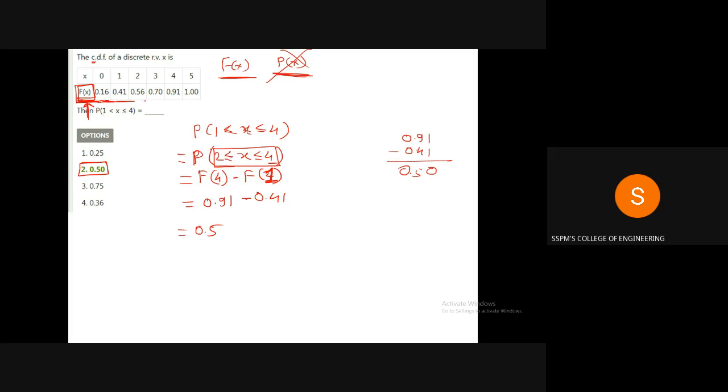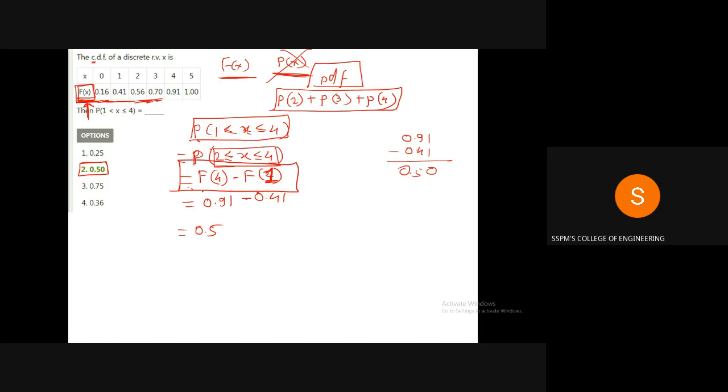If this was p of x, and you had to find this, you would have to calculate for every value. So p of 1 less than x less than 4, you should have calculated p of 2 plus p of 3 plus p of 4, if the probability distribution function was given. But we were given f of x. When f of x is given, there is a different method to calculate that, which we just used here.